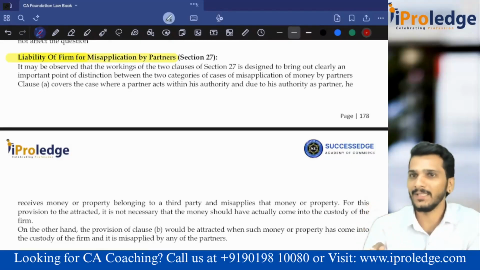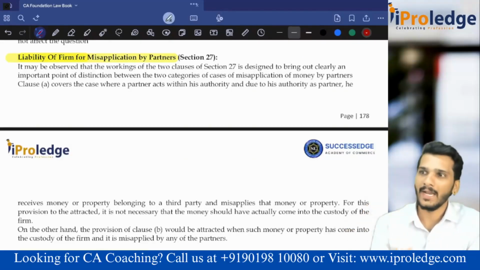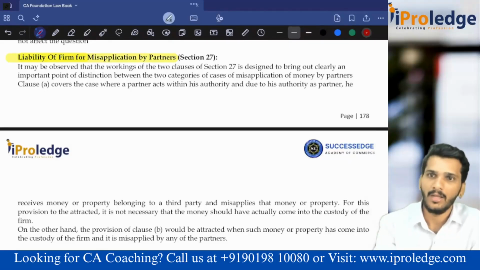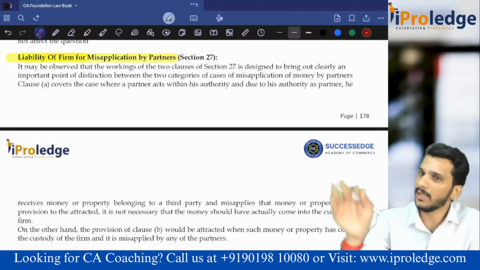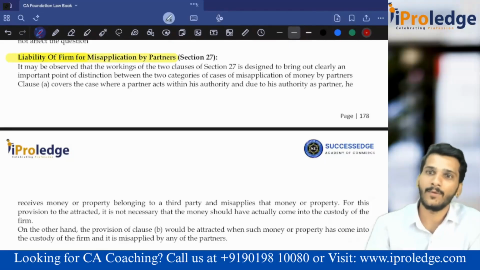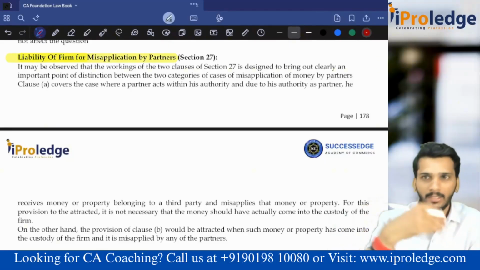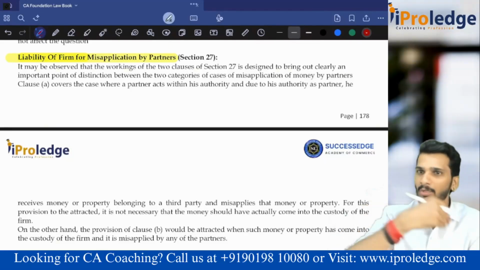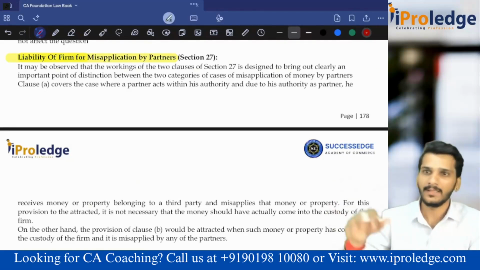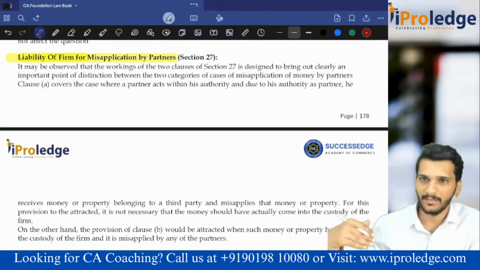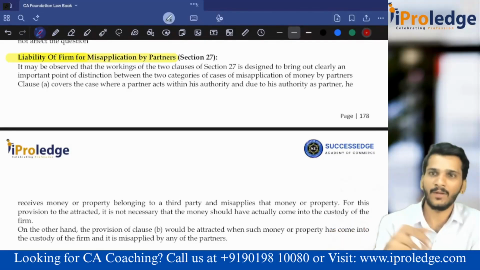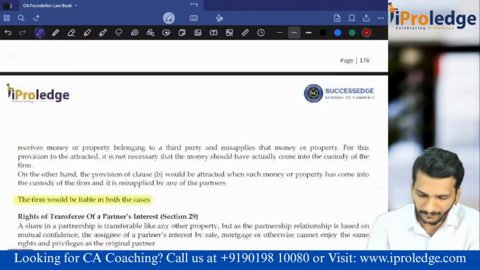Second example is I have received the money, I kept it in the cash drawer. When I went out, Varshit came and took that money and went. That means in one case the money never came to the partnership firm, where I directly took it into my pocket and went out. The second one is it came to the partnership firm and it was misapplied by a partner. That is also a case. In both the cases, the firm is liable to the third party.